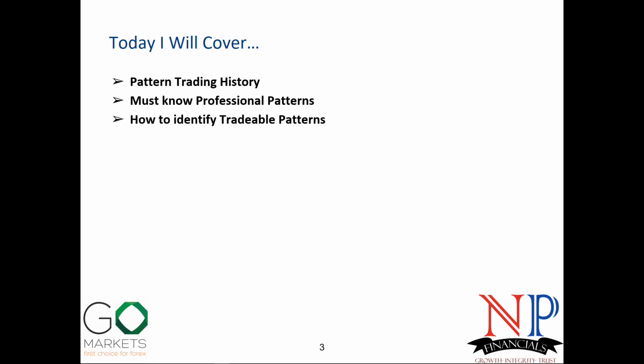How to identify the tradable patterns. There are many patterns which are probably low probability trades, like a flag in a continuation at the top, but you need to identify what the high probability tradable patterns are. I always try to look for high probability trades.